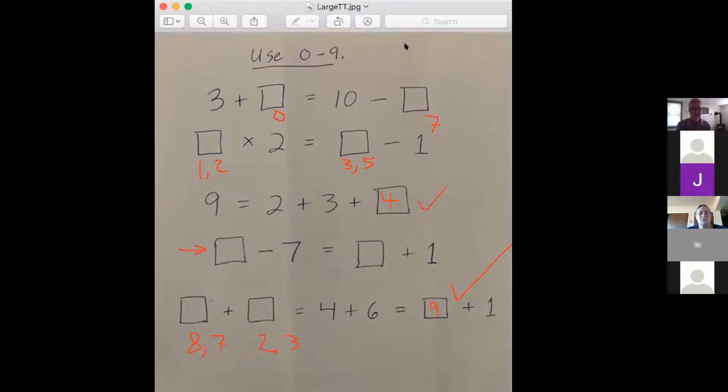Laura's speaking but is muted. Oh, sorry. I'm thinking out loud, sorry. I can't, you mean where the arrow is? Yes. To put a 2 there? Yeah. Does that make sense?